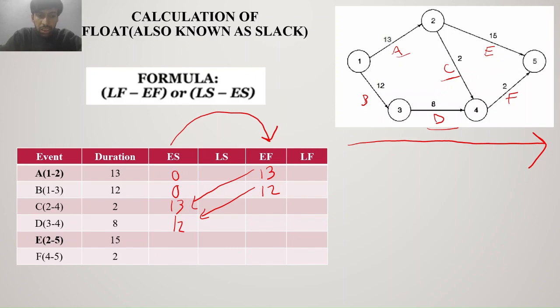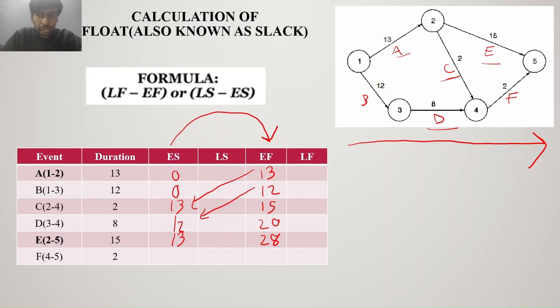Earlier start. Similarly, you can calculate for these two the early finish: 13 plus 2, 15. If the early start of C is 13, it takes itself 2 weeks to happen, so 15 weeks. Similarly for D, 20. For E, as you can see, E can start whenever A has ended, again 13, and this will become 28.